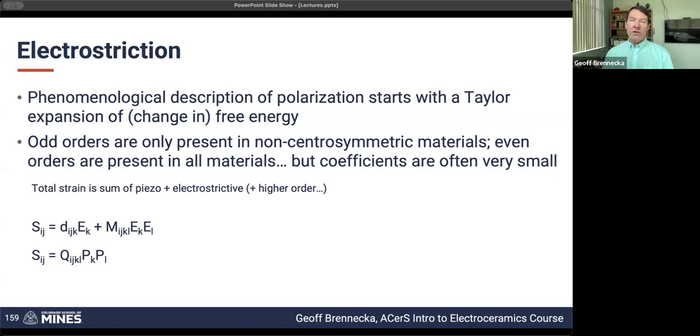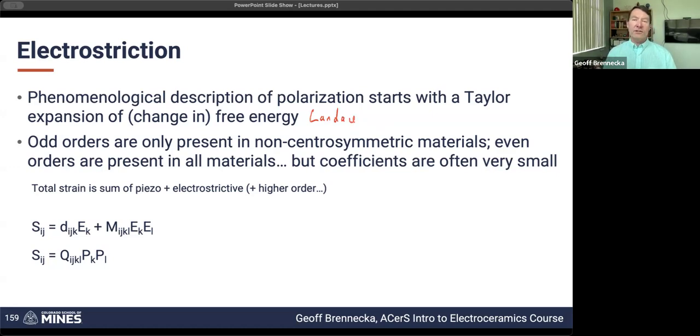And so there are two different components to overall strain that we can get. One is the piezoelectric response, which is what we've been talking about. The other is a quadratic response, which is electrostriction. And so if I skipped over a lot of the math of the Landau, so this is also Landau, in case people are interested in looking it up.